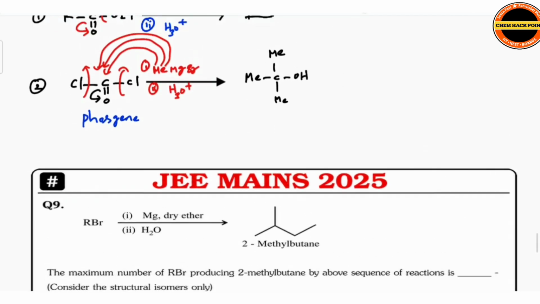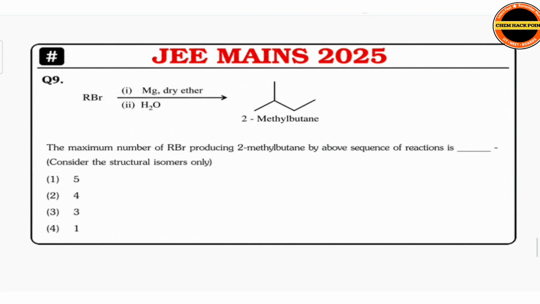Okay. Next. See here, JEE Mains 2025: magnesium, diether, H2O, RBr gives 2-methyl butane. The maximum number of RBr producing 2-methyl butane by the above sequence of reactions is dash. Consider even structural isomers only. So here how to identify the answer? So RBr, Mg, diether, H2O. We are preparing by using alkyl halide and magnesium in ether. So here the maximum number of RBr producing 2-methyl butane by the above sequence of reactions. We also need to think about structural isomers of 2-methyl butane.